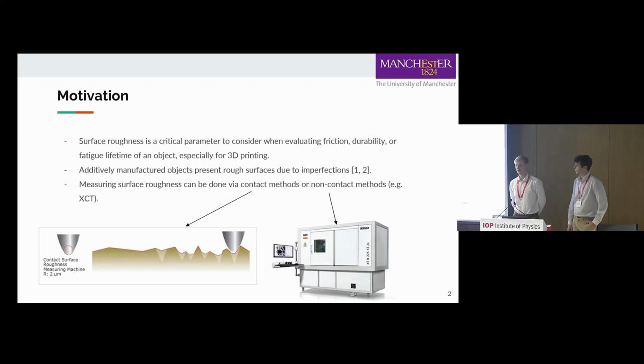So why do we care about surface roughness, and how is machine learning supposed to help in this? Surface roughness is a critical parameter when it comes to looking at the friction that's generated by a material and its durability and its fatigue lifetime. And how does machine learning help? Well, typically we used to use profilometers to probe the surface. And then, as I'm sure you're all aware, now we use XCT as a non-destructive method, which can actually look inside into the structure of a material.